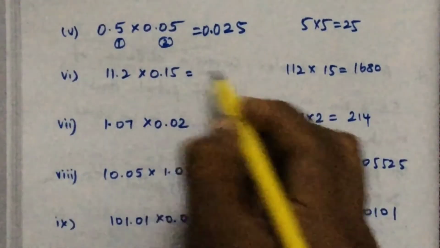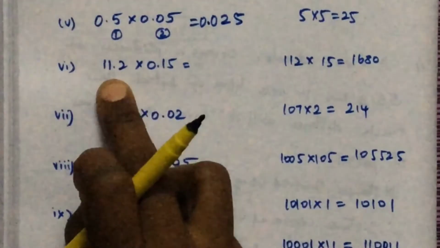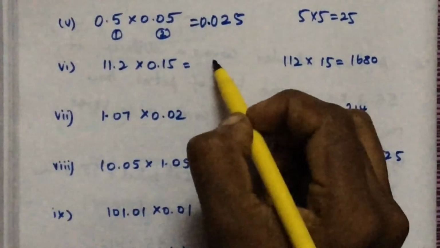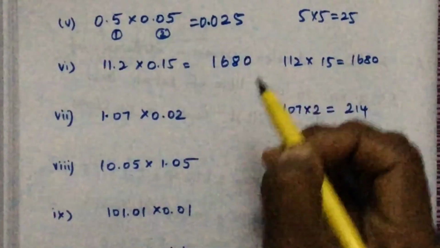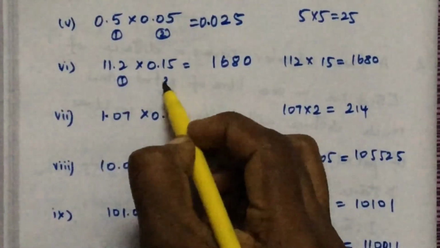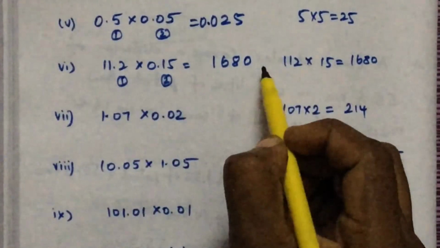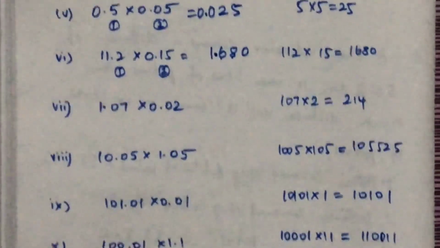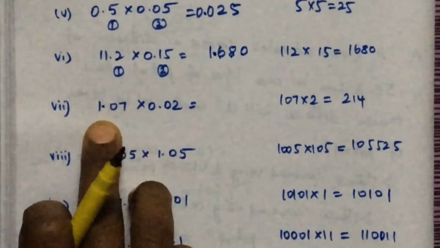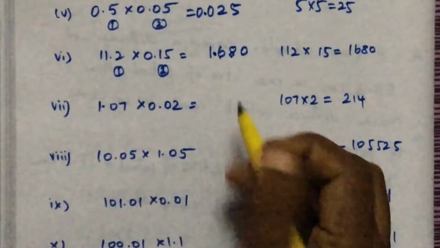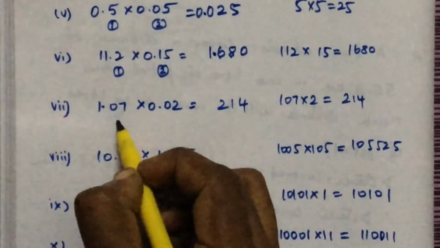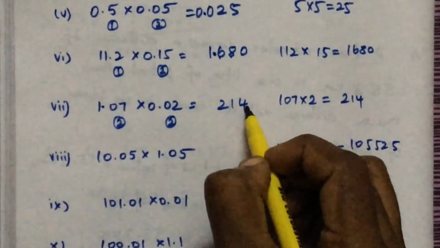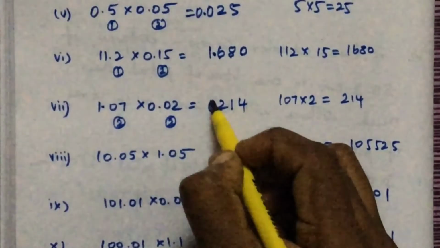Okay. The next is 112 multiplied by 15, which is 1680. Count, here it is 1 digit, here it is 2 digits, totally 3 digits. From here 1, 2, 3, put the point here. Okay. Here it is 107 multiplied by 2, which is 214. Here it is 2 digits, here it is 2 digits, totally 4 digits. So 1, 2, 3, 4, the point here.